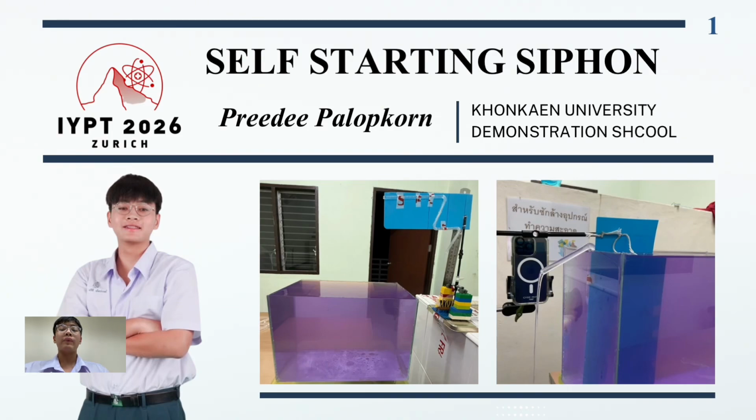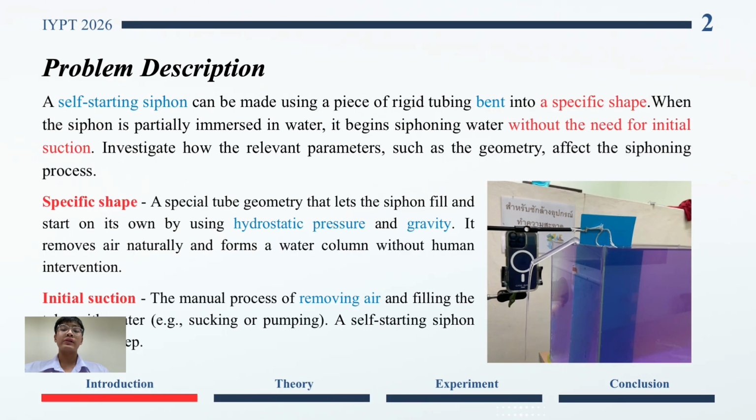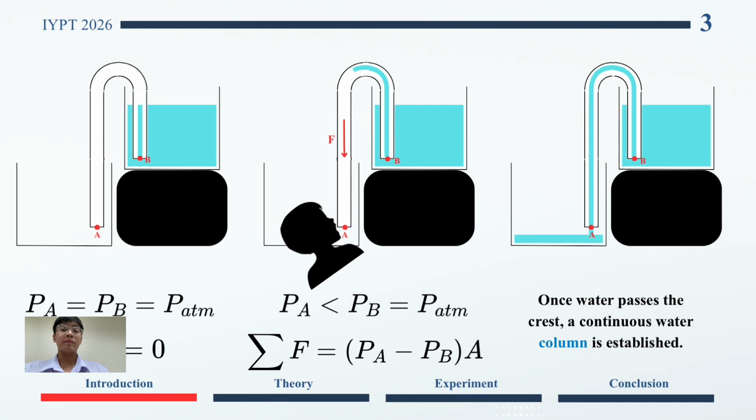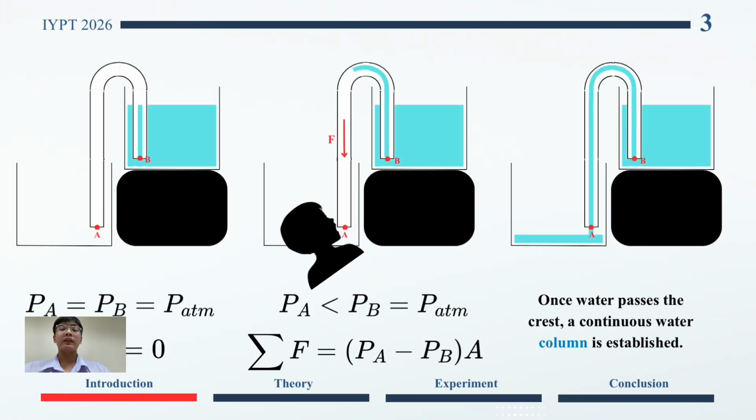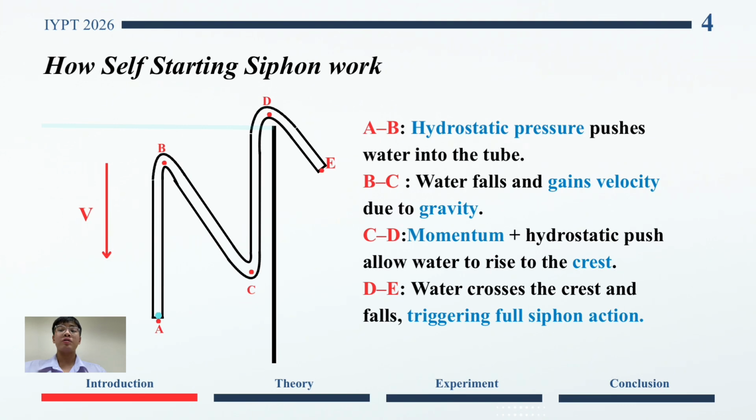IYPT 2026 competition. This is the problem description. The important word is specific shape. This siphon, unlike a standard siphon that must be primed by filling the tube, only requires dipping. The standard siphon needs a starting force to make a difference of pressure. Once water passes the crease, a continuous water column is established. The geometry of the tube has a section that can accelerate water in the BC section, where water falls and gains velocity due to gravity.